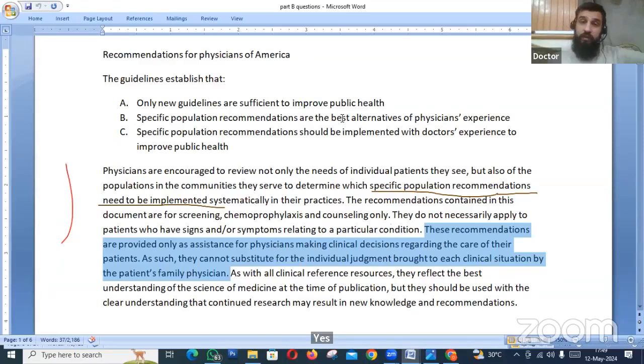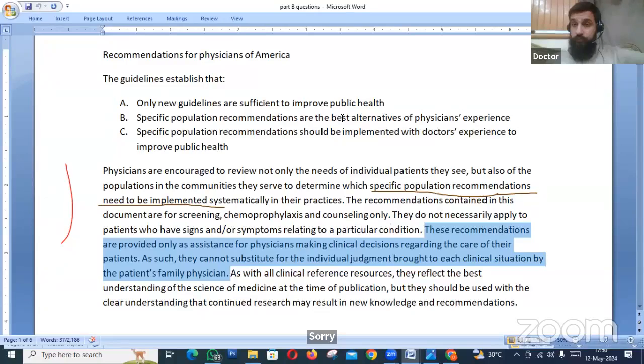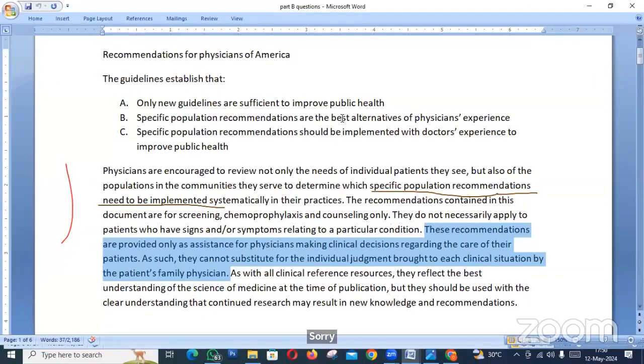Okay. Because these new guidelines are helpful in improving public health. Sorry, Dr. Chi, the second sentence, why is it wrong? You said it is not false, so where is it? Sorry, where is the sentence regarding new guideline? Speaking about new guideline.